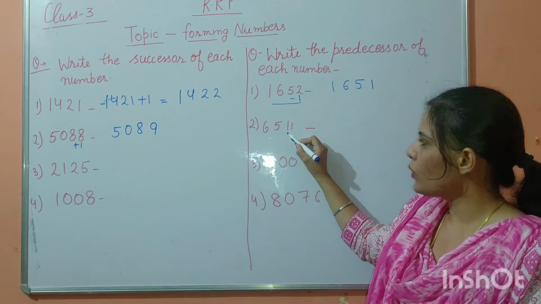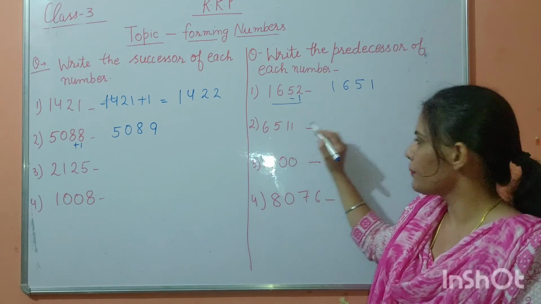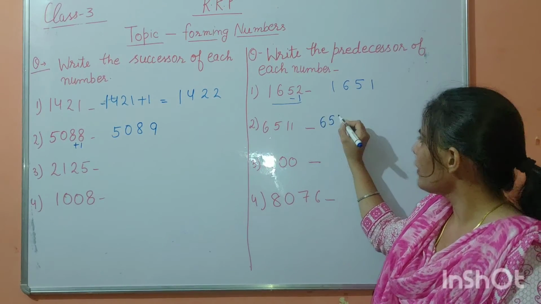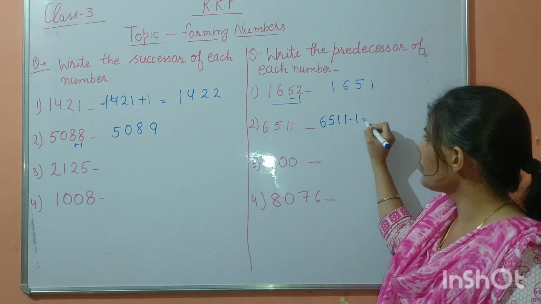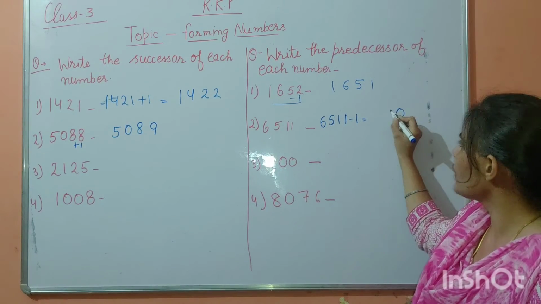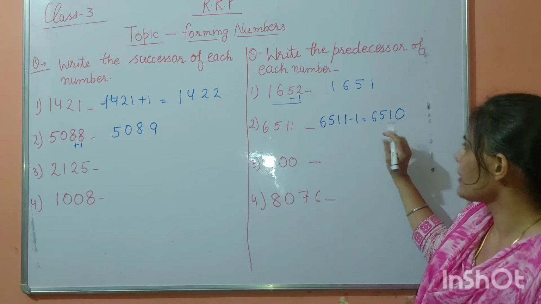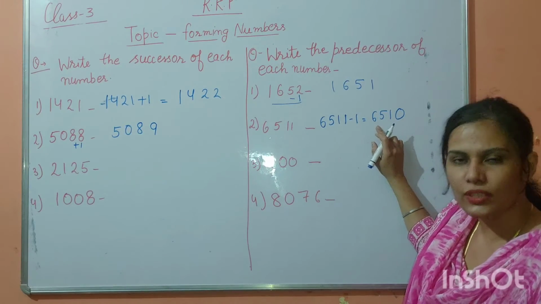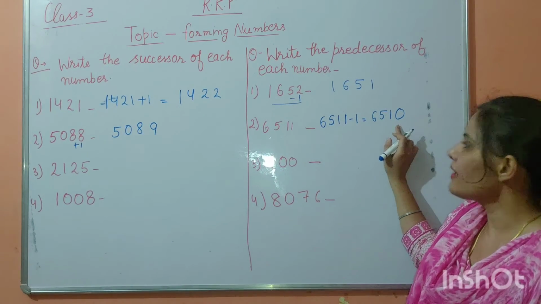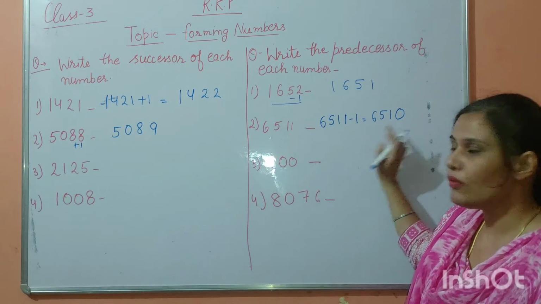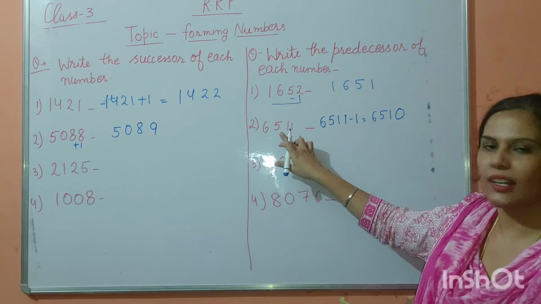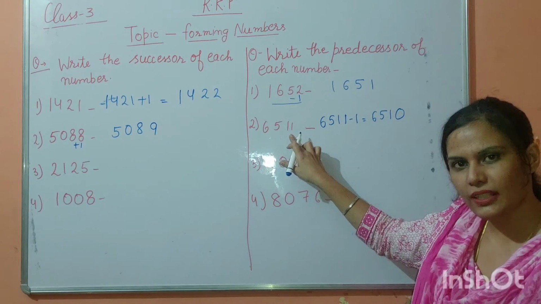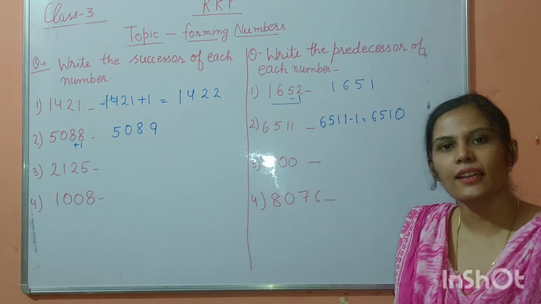Okay students, do the same here. If I subtract 1 from here, what will it become? 1 minus 1 is 0, 1, 5, 6. Means 6510 is the predecessor of 6511. Okay students, do these questions by yourself.